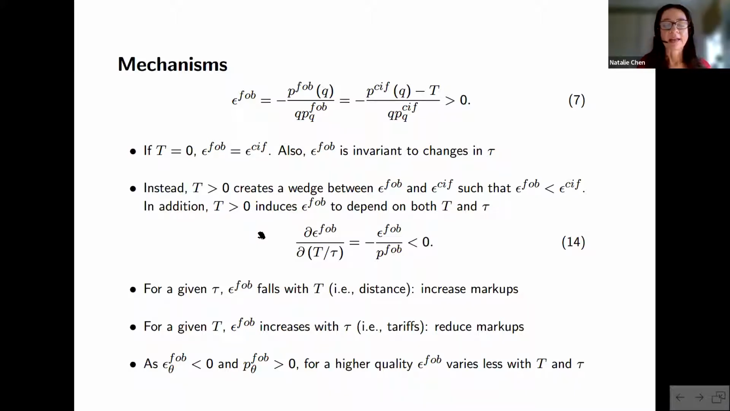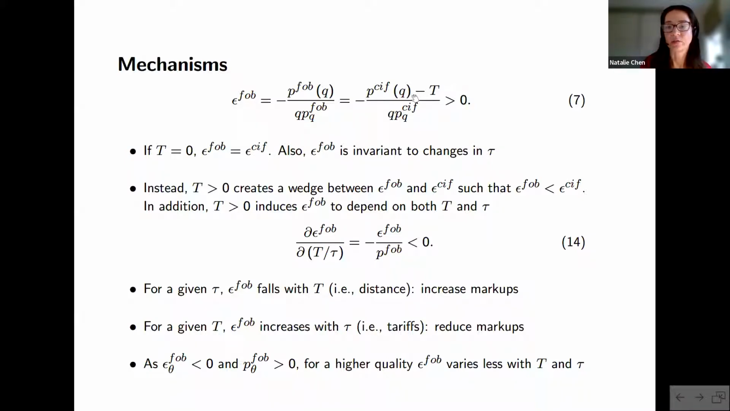So now what are the mechanisms? The mechanisms are driven by the introduction of per unit trade costs in the model. So here I report again the definition of the elasticity of demand, epsilon FOB, which is given by this expression here, and which is rewritten here in terms of CIF quantities. So what you can see from the definition of the elasticity of demand is that if the per unit cost is equal to 0, then the elasticity of demand to the FOB price is equal to the one of the CIF price.